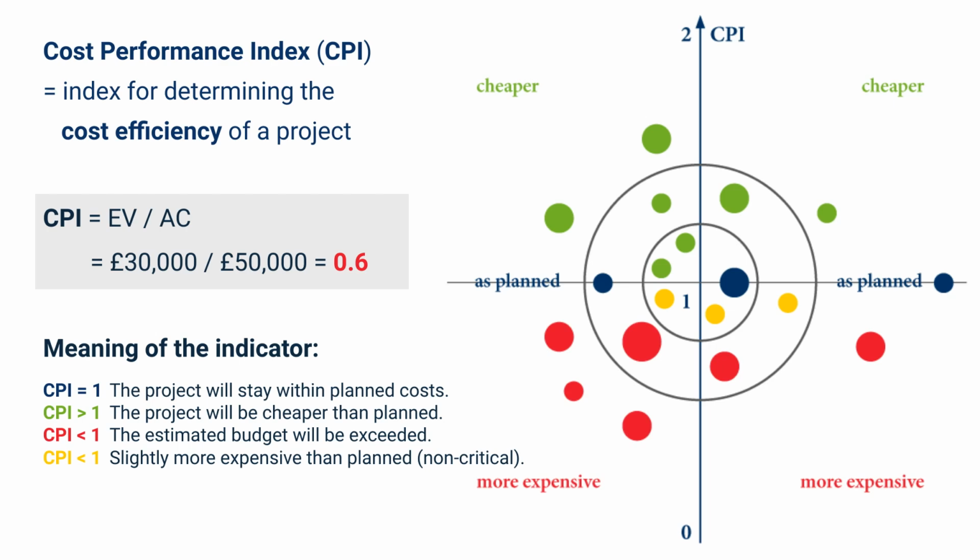If the CPI is less than 1, represented by yellow dots for a minor deviation and red for a significant one, it indicates that the cost performance is worse than planned. In our project, the Cost Performance Index is 0.6. In simple terms, this means that for every pound invested, we have only generated 60 pence so far.